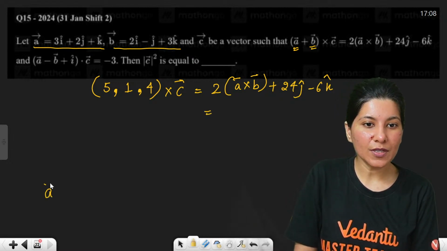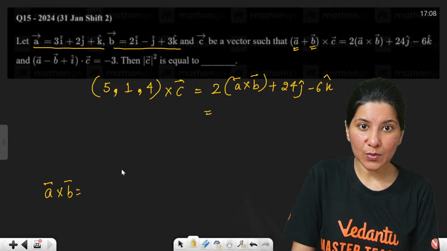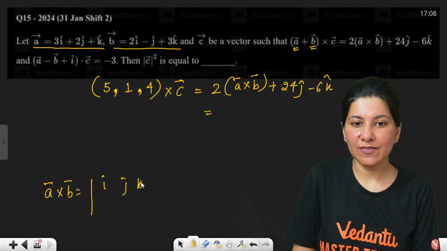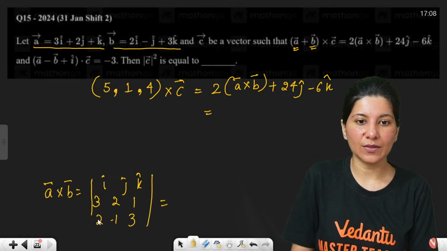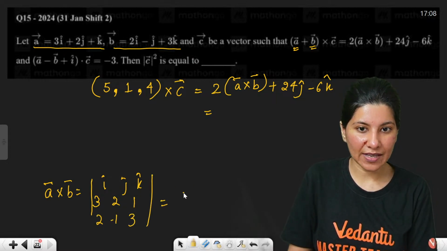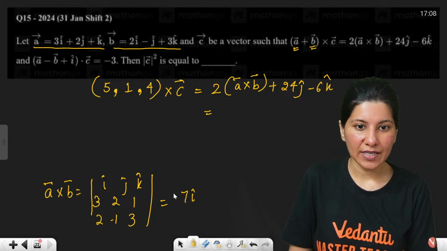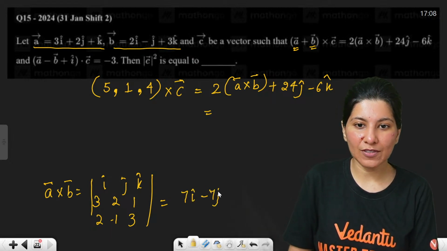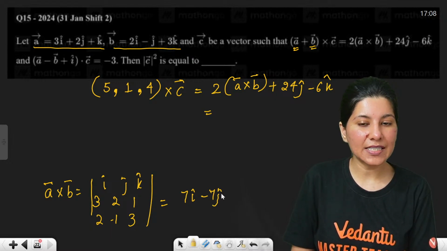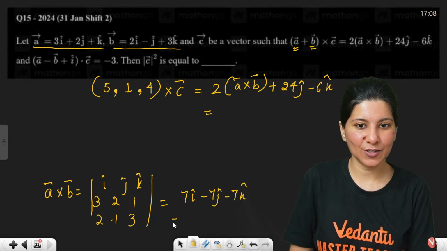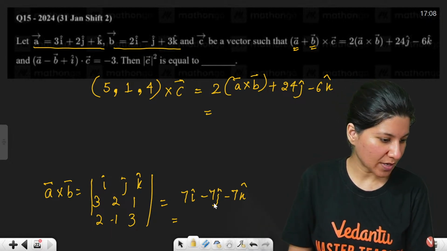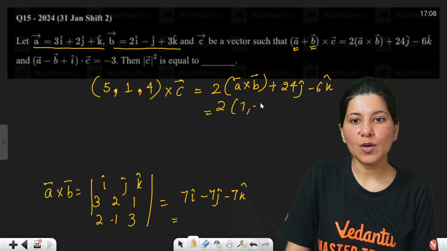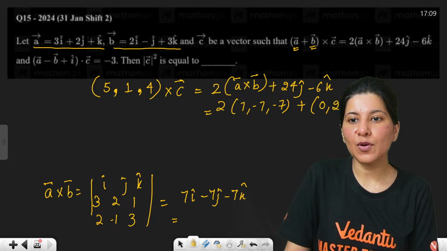So A cross B plus 24 j cap minus 6 k cap, correct? So now A cross B will be equal to, tell me, i, j, k, we can do that. 3, 2, 1, 2, minus 1, 3. Let's do that. Okay, 6 plus 1, 7 i cap. Then 9 minus 2 is minus 7 j cap. And then minus 3 minus 4, minus 7 k cap. Oops. So this is going to become what? A cross B is 7 comma minus 7 comma minus 7. So 2 times 7 comma minus 7 comma minus 7 plus 0 comma 24 comma minus 6.